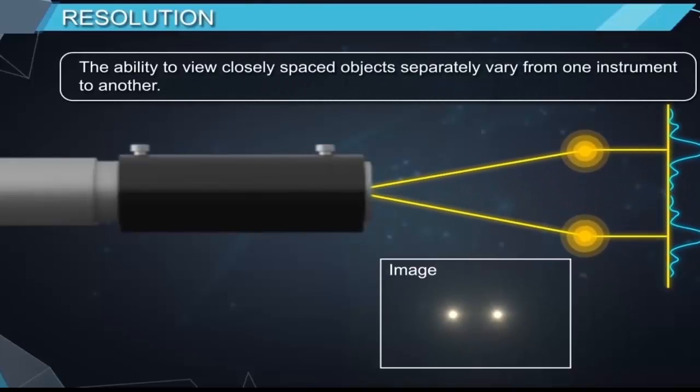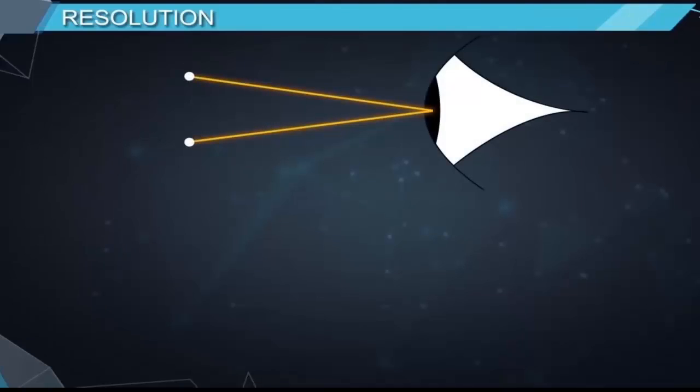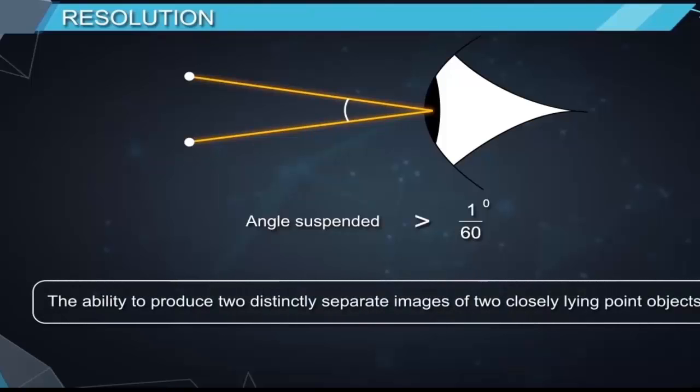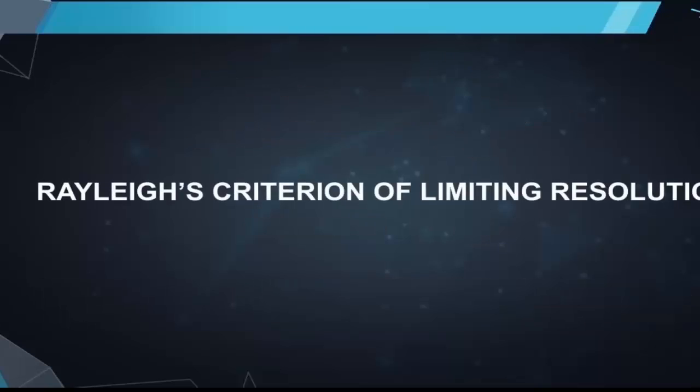The ability to view closely spaced objects separately varies from one instrument to the other. In fact, the human eye can see two point objects separately only if the angle subtended by them at the eye is greater than 1/60th of a degree, or 1 minute. Based on this, resolving power of an optical instrument is defined as the ability to produce two distinctly separate images of two closely lying point objects.